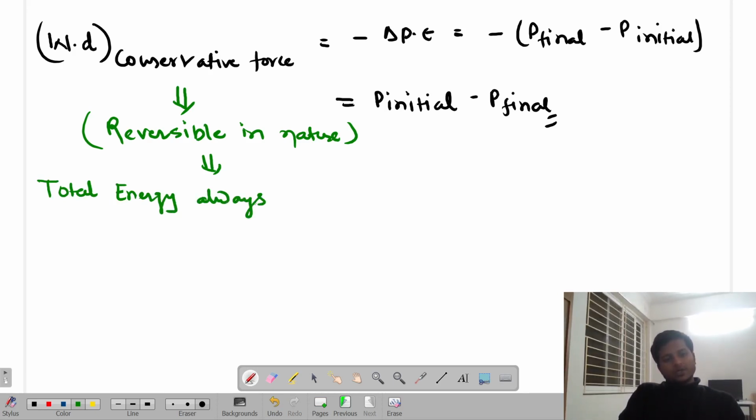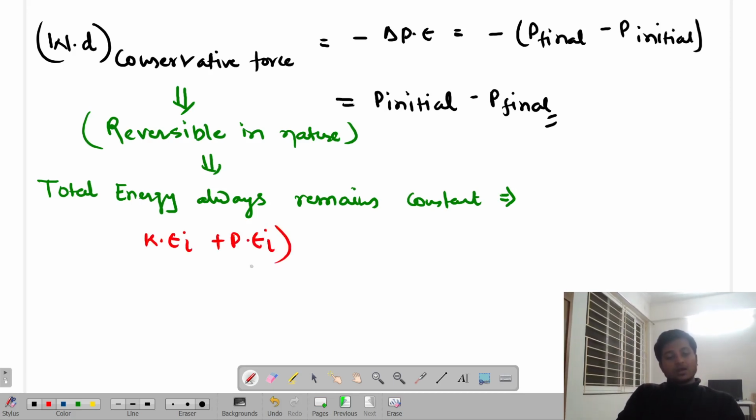Total energy always remains constant. How is that possible? The total energy will be constant if the initial kinetic energy plus initial potential energy is equal to the final kinetic energy plus final potential energy. Are you able to get me or not?